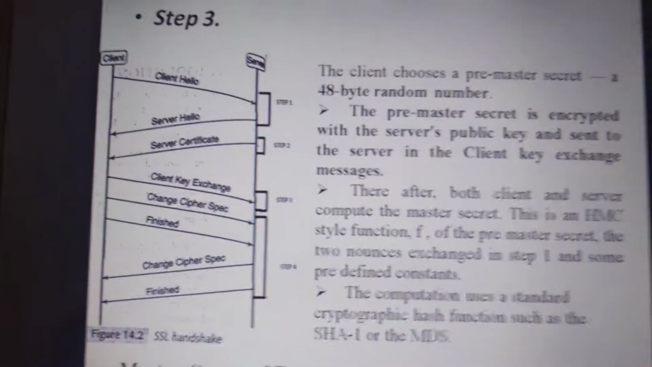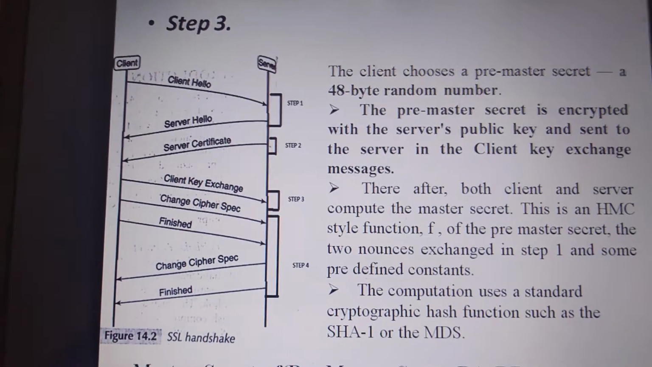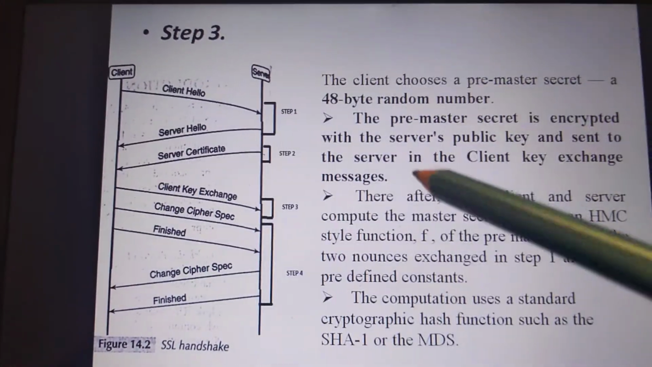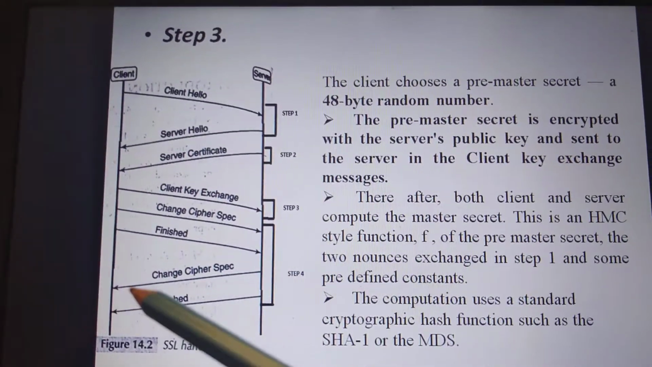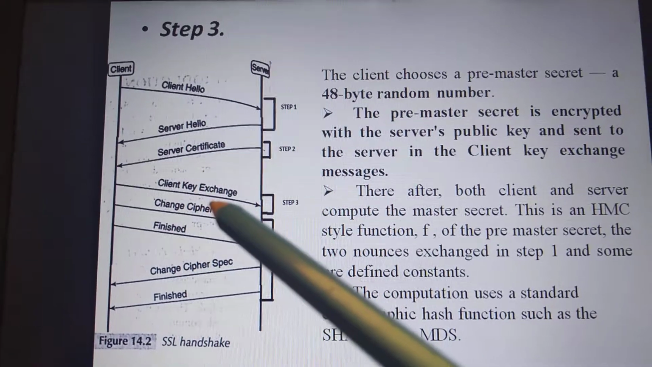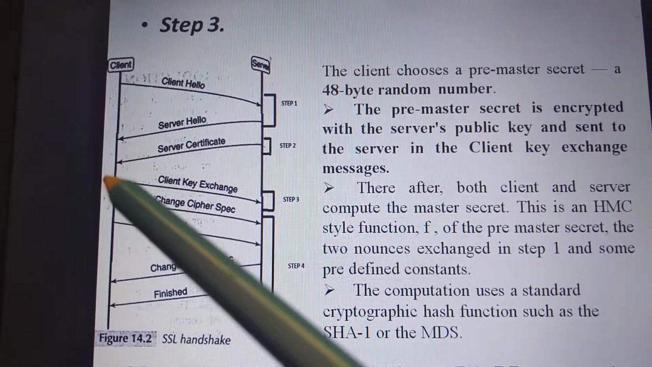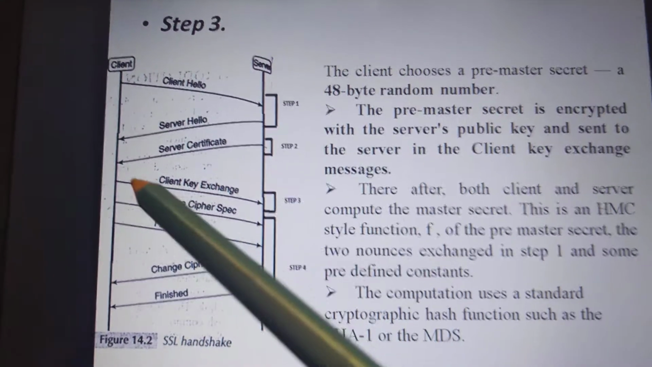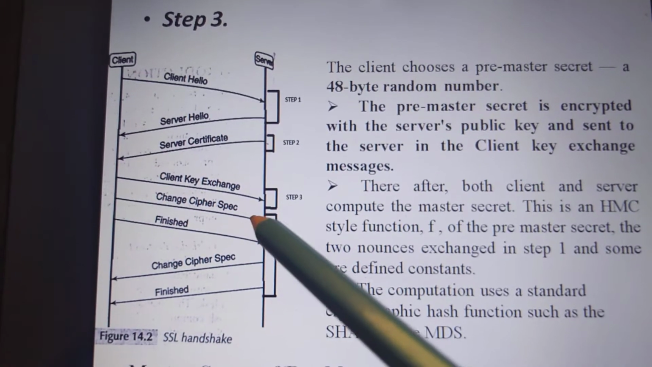Then in the third step, the client chooses a pre-master secret, which is a 48-byte random number. Then the pre-master secret is encrypted with the server's public key and sent to the server in the client key exchange message. So here the client is going to select a 48-byte random number that will be encrypted with the server's public key, and that information will be sent in the client key exchange.